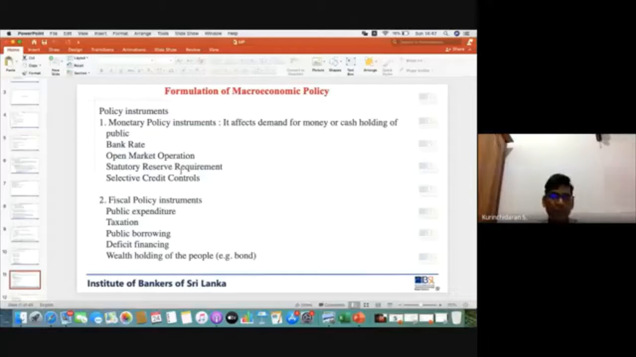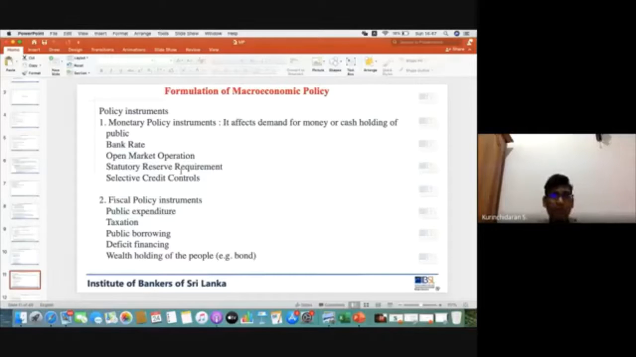Based on that, you can develop your microeconomic policy, right? Okay, now you have target variables. Now you can think about what policy instruments you are going to use. If you take monetary policy instruments, it affects demand for money or cash holding of the public. There can be several instruments, maybe bank rate, or open market operation, or statutory reserve requirement, and selective credit control. So we will discuss later. I am just setting the background behind this macroeconomic policy, right?